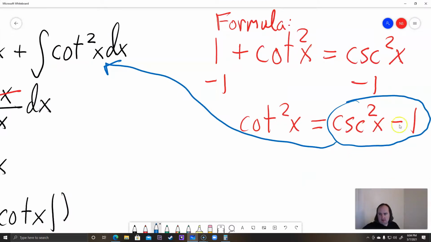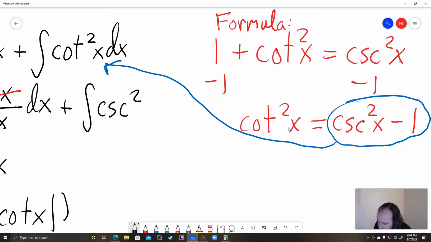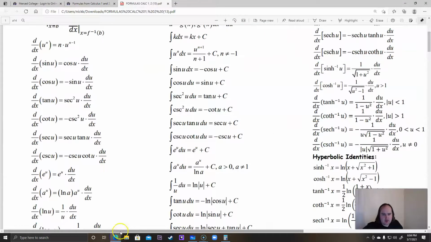Here it's cosecant squared of x minus 1. So plugging in here, we have plus the integral of cosecant squared of x minus 1 dx. So that's our third integral. And like I was just saying, the integral of cosecant squared of x is negative cotangent of x.